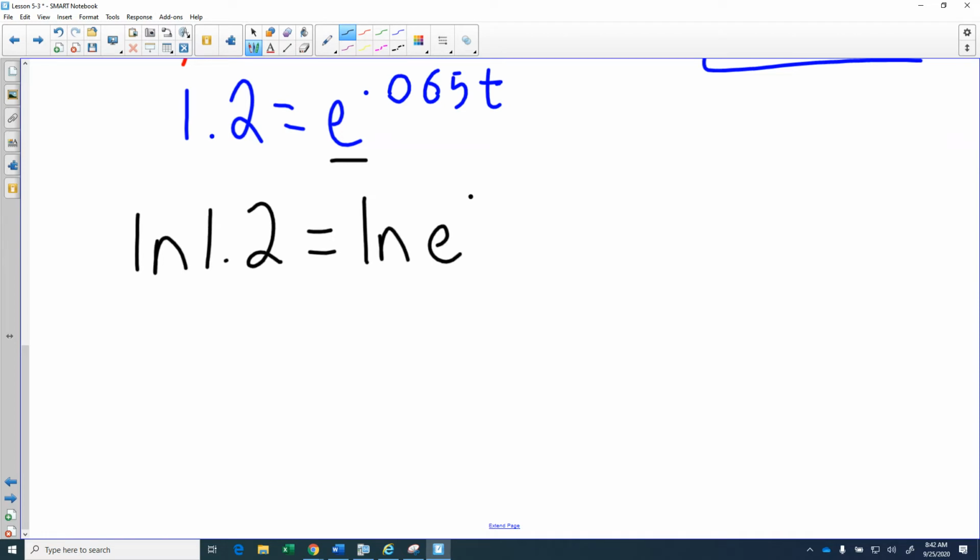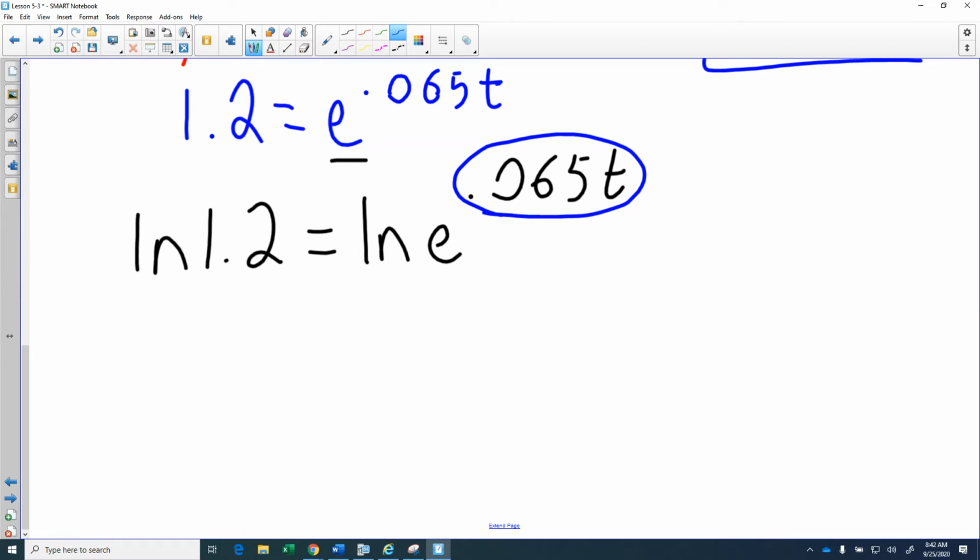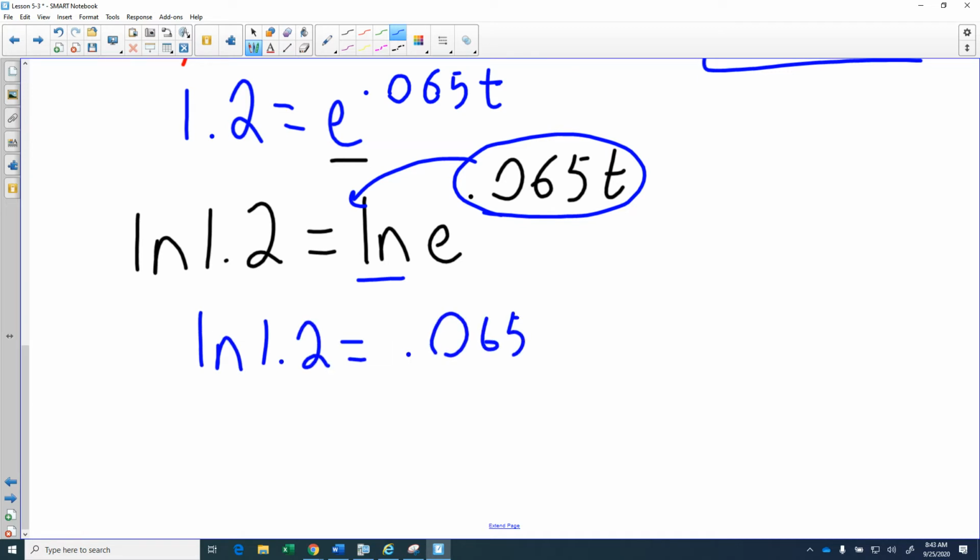Natural log of e to the 0.065t. Now what happens at this point is we can use our properties to take this exponent and move it out front. We talked about the other day, anytime you have an exponent within a log function, our property says we can write it out in front of it. So really, I could rewrite this as natural log of 1.2 equals 0.065t ln of e. Well, the nice thing is that the ln of e is just equal to 1. So this basically cancels itself out.